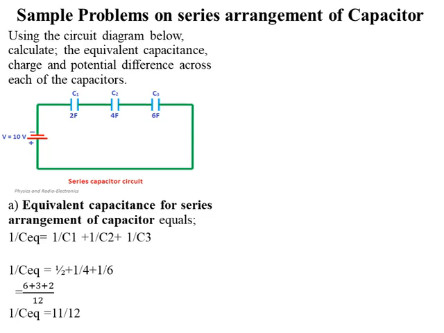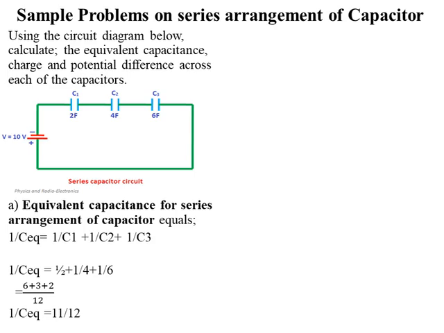Now, sample problem on series arrangement of capacitors. The question says calculate the equivalent capacitance, charge, and potential difference across each of the capacitors. We have the first capacitor to be 2 farad, the second one 4 farad, the third one 6 farad, and the potential difference across the circuit is 10 volts.